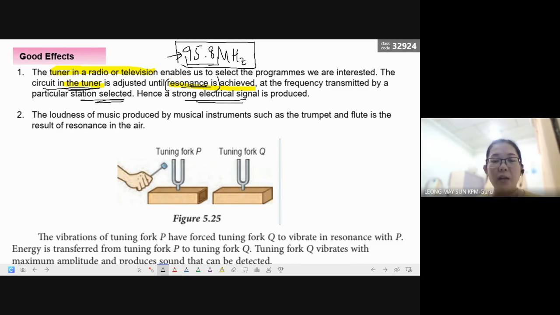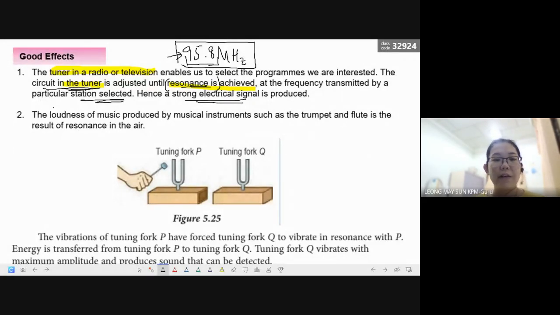Okay, so we must tune the frequency of the radio box or the radio in the car or our handphones so that it is in the same frequency as the frequency transmitted by the particular station. Okay, so that is the good effect.